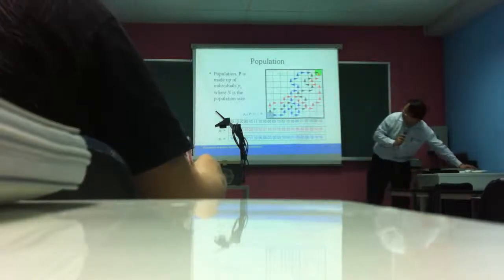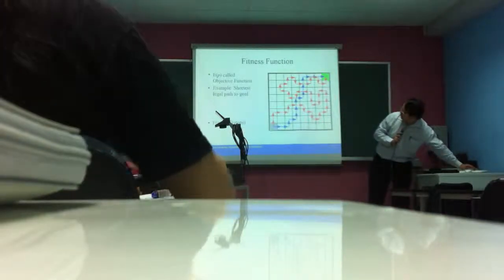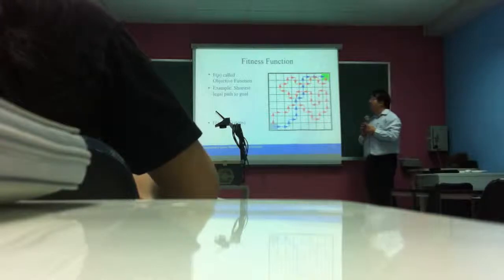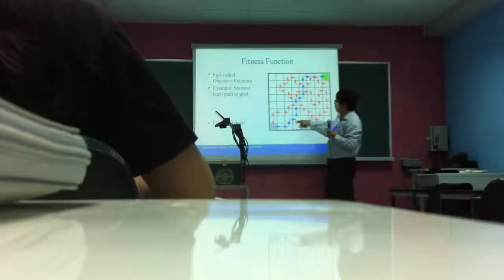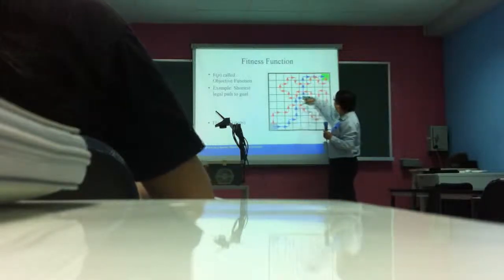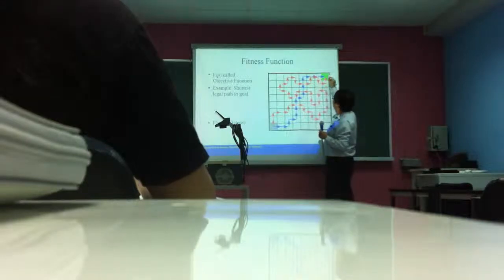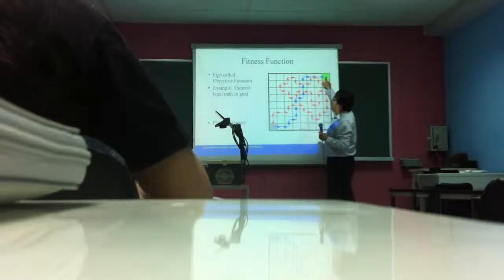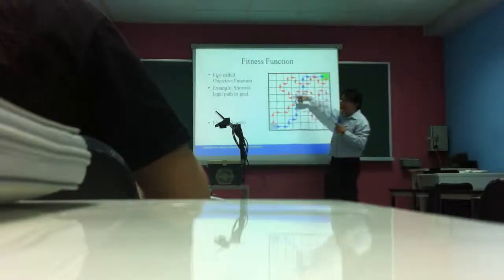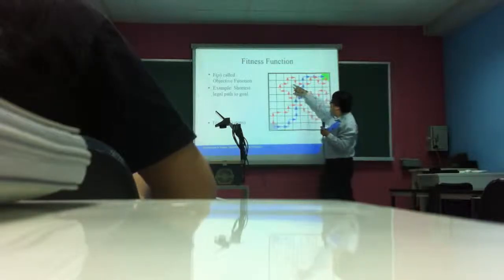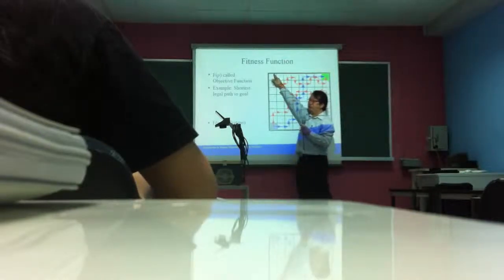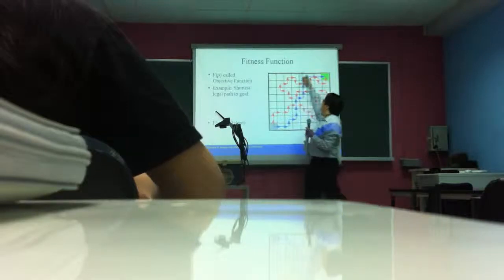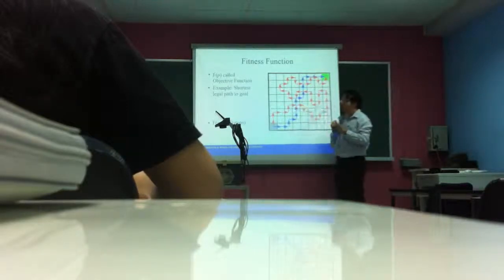And for the fitness function, you need to sum the steps from this one and find the distance between here and the end of the path. Such as, if the path ends around here, you need to calculate how far it is from here to here. This is the fitness function.